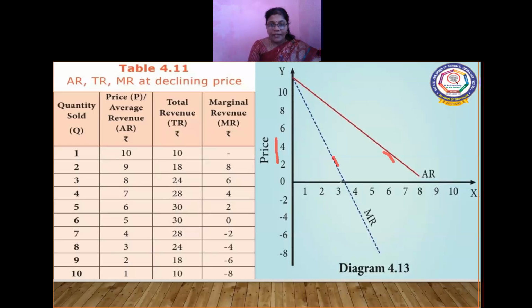The decline in AR need not be a straight line or linear. If the prices are declining with the increase in quantity sold, the AR can be non-linear sometimes, taking the shape of concave or convex to the origin.